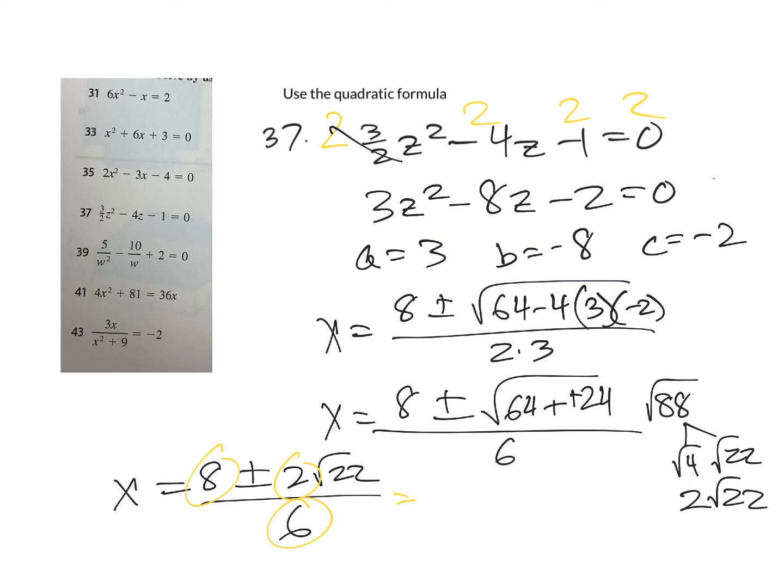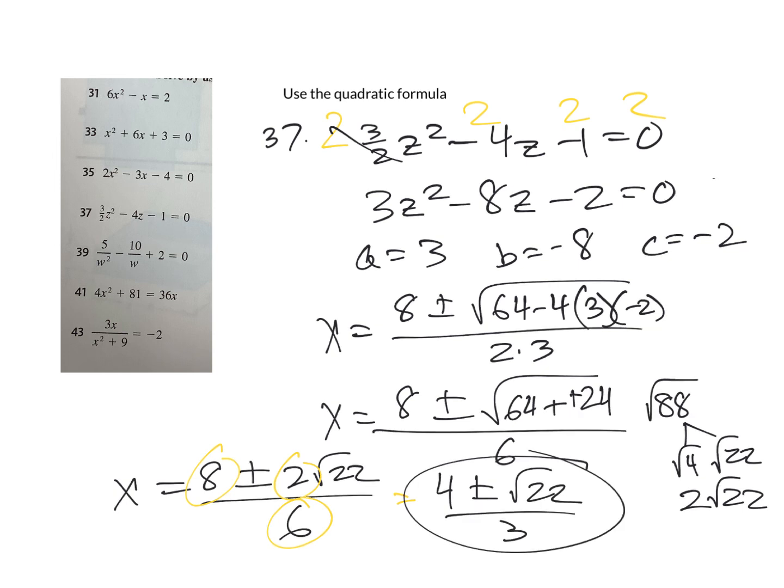So that gives us a 4 plus or minus the square root of 22 all over 3, which is what we had in the last one. So you could have gotten rid of your fraction first. You still get the same answer. All right, let's move on.